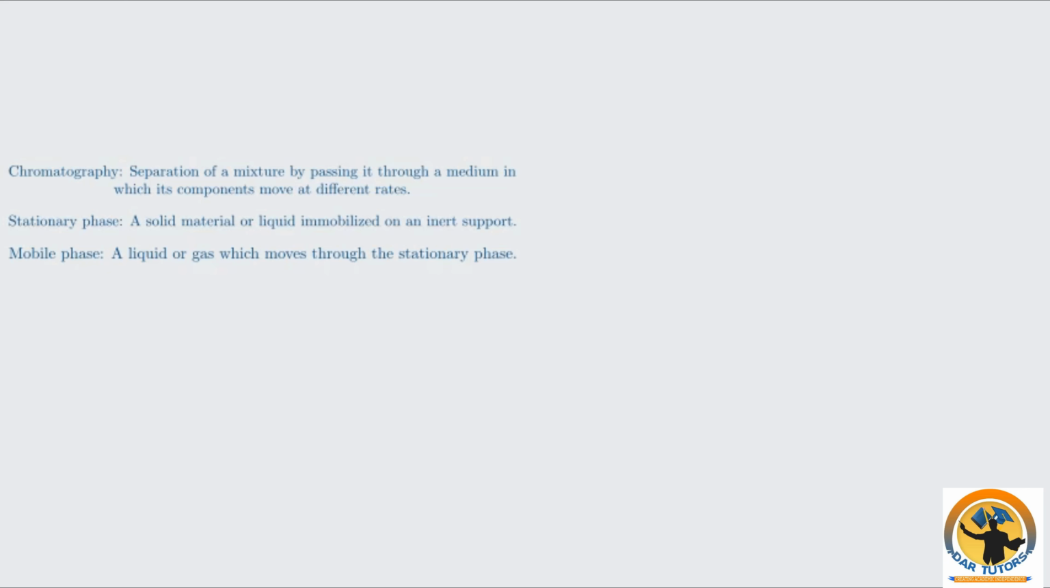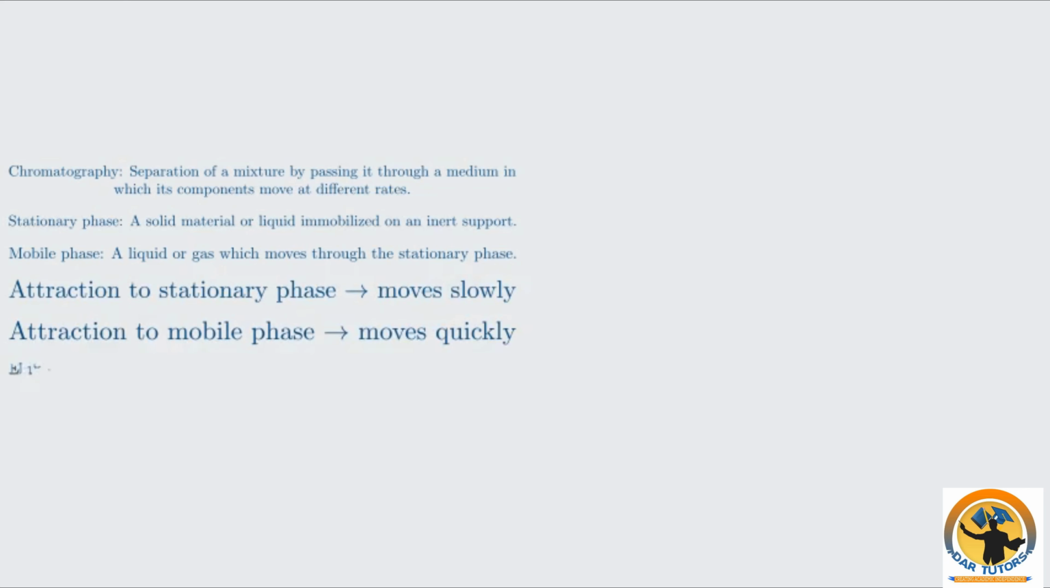Separation occurs as the components of the mixture, also known as the analyte, partition or distribute themselves between these two phases. When a substance is more attracted to the stationary phase, it will move more slowly. Conversely, if it is more attracted to the mobile phase, it will move more quickly. This process of the mobile phase moving through the stationary phase is called elution.